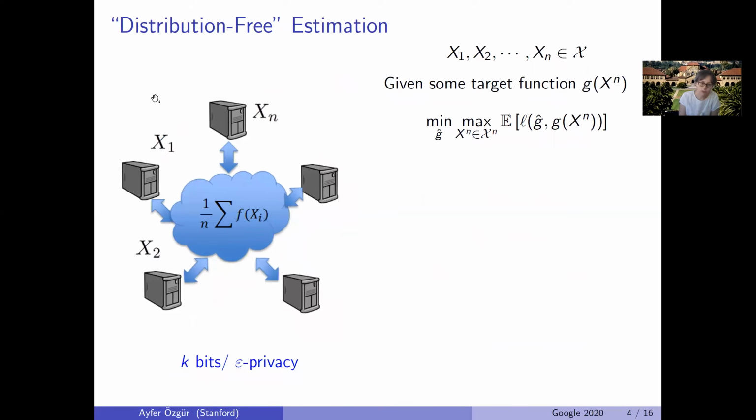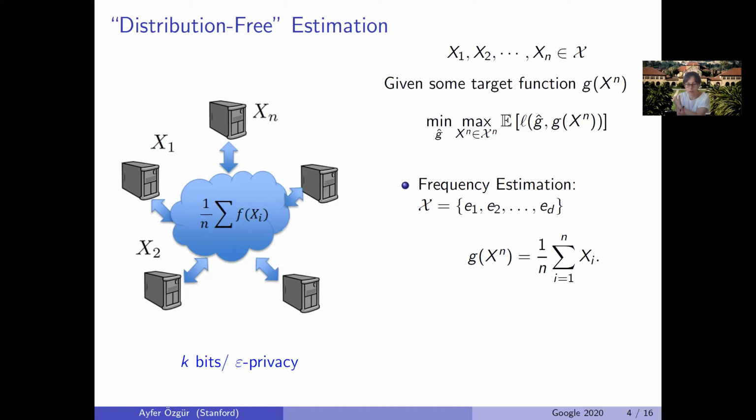One can also look at distribution-free versions of these settings. Here we don't make any probabilistic assumptions on how the data is being generated. Instead, we just say we have some data distributed across these n nodes, and at the central node we would like to compute a certain function of this data, which will typically be of this form. Again, we will adopt this minimax approach. For any given strategy, we will look at its worst case performance over all possible realizations of this data. Remember, this time I don't have a probabilistic assumption on my data. The expectation is there because we in general allow our strategies to be random, and the expectation is over the randomness in our strategy.